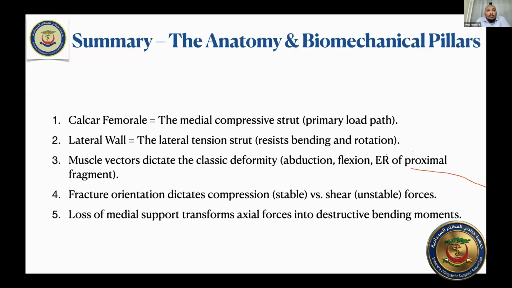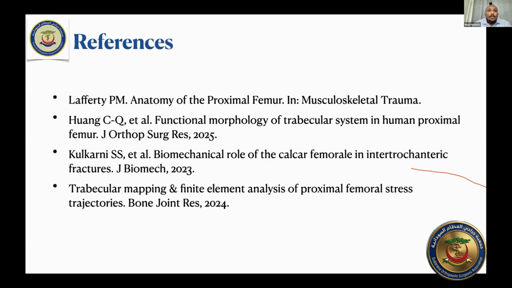Okay, now in the end, we take a home message. We have to know that the calcar femorale is the medial compressive strut, the primary load pathway. The lateral wall is a lateral tension strut that resists bending and rotation. Muscle vectors dictate the classic deformity: abduction, flexion, and external rotation of the proximal fragment. Fracture orientation dictates the stability of the fracture, either compressive or shearing force. The loss of medial support transfers axial forces into destructive bending force. Thank you very much.